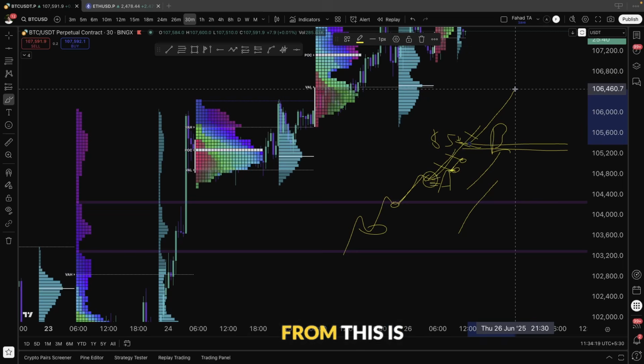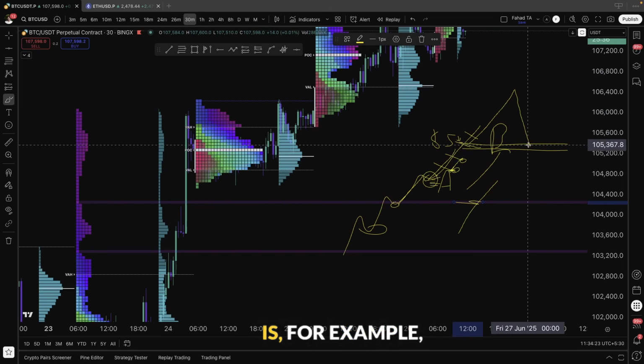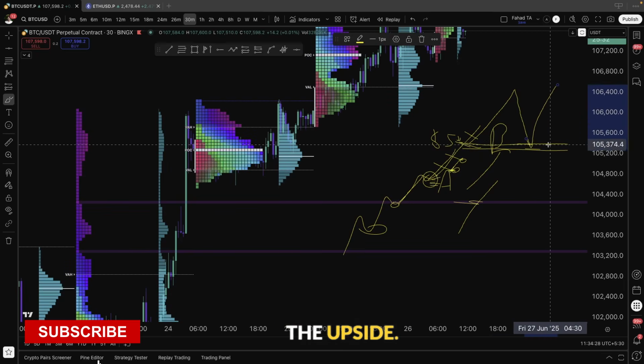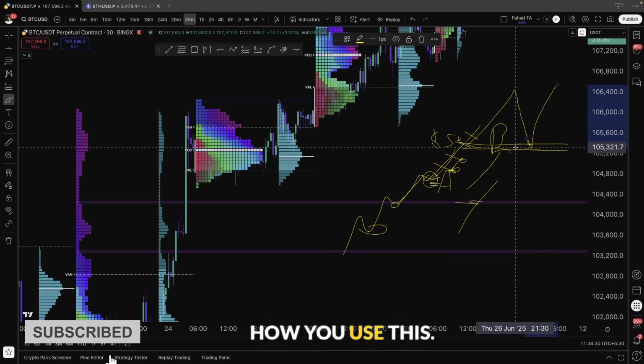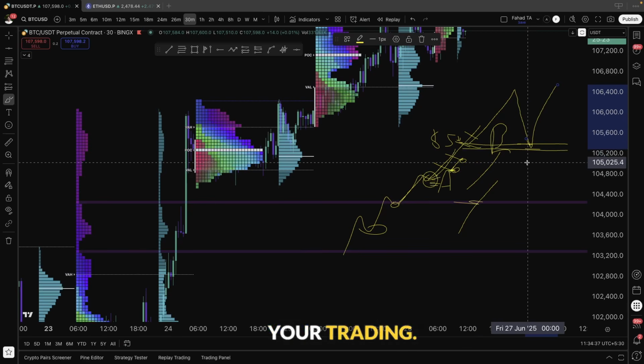What you expect from this is that the market will reverse, fill this imbalance, which is, for example, the one we have created here. It will fill this imbalance and continue the push towards the upside. All right, so that is how you use this. Now these are some of the most important levels that you definitely need to implement in your trading. These are some of the most important levels as well.